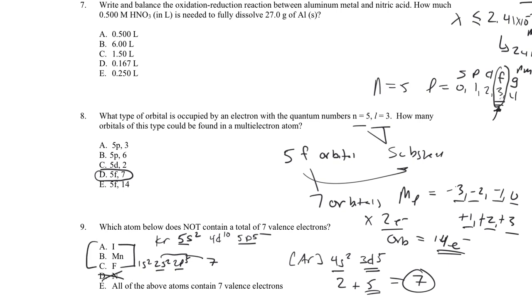Now nitrogen's the one that doesn't have 7. It would be the answer to the question, because nitrogen is 1s2, 2s2, 2p3, and only these 2 and the 3 count, so it only has 5 valence electrons. So the atom that does not contain 7 in this case would be nitrogen.